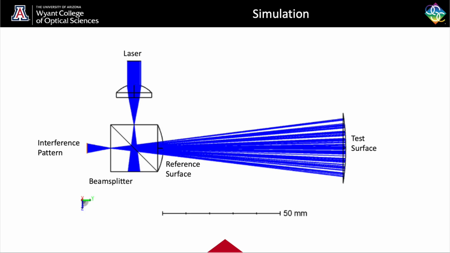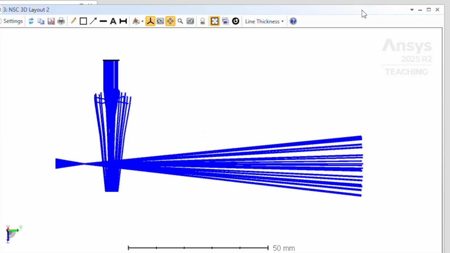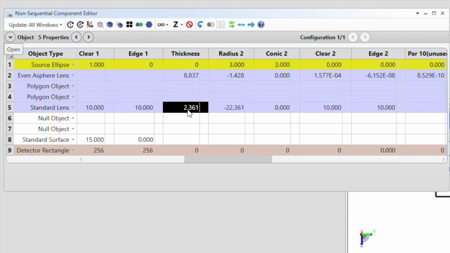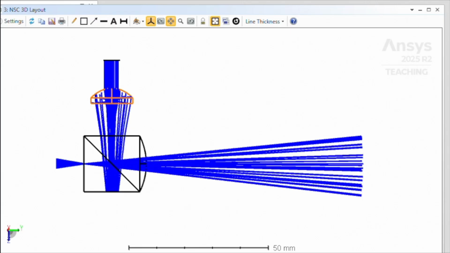In the first part of this lab, we simulated a Shack Cube using Zemax non-sequential. This allowed us to gain an intuition for what the interferograms for different aberrations looked like. To build the Shack Cube, we first modeled a collimated light source, then added a beam splitter made of 2 prisms. Onto the beam splitter, we added the curved reference surface. The surface had 2.36 millimeters of sag and negative 22.36 millimeters radius of curvature.